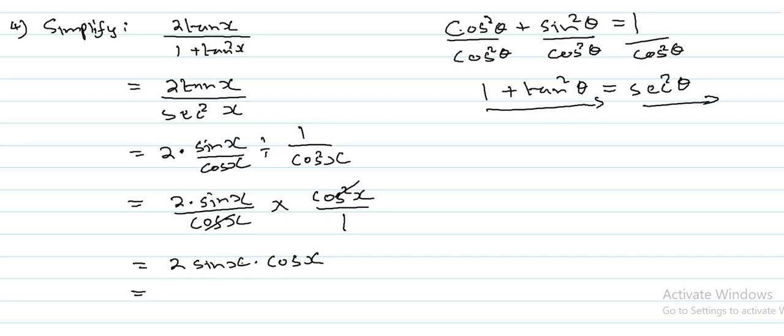What was 2 sin x cos x in terms of your compound angles? 2 sin x cos x is the same as sin 2x. This is how you should have simplified this one.